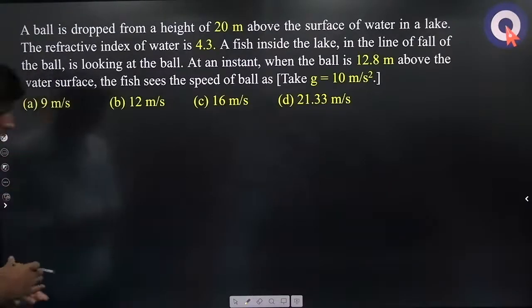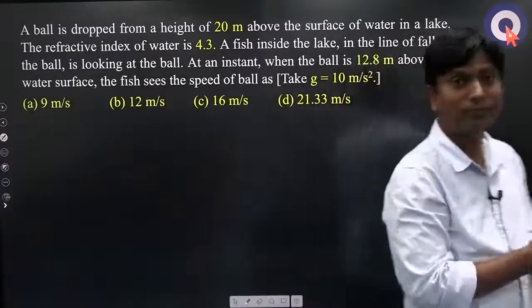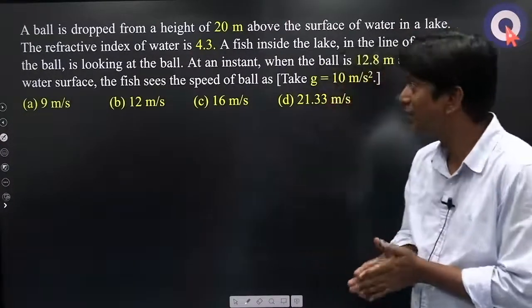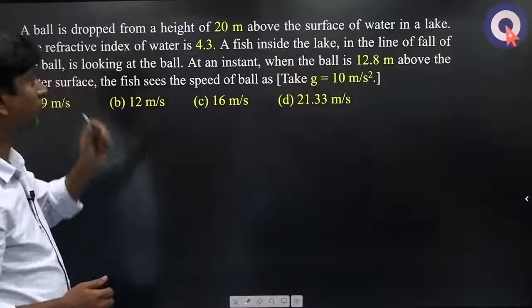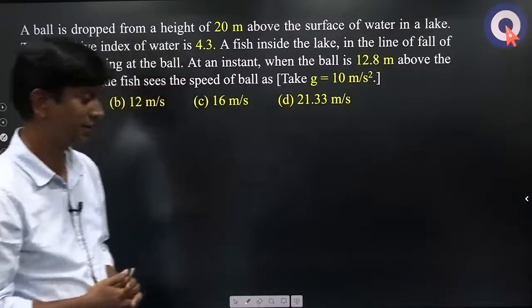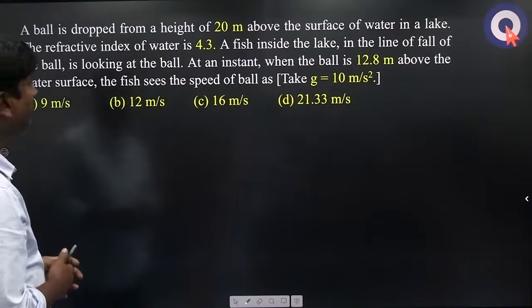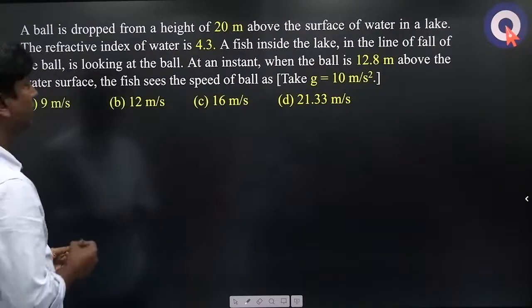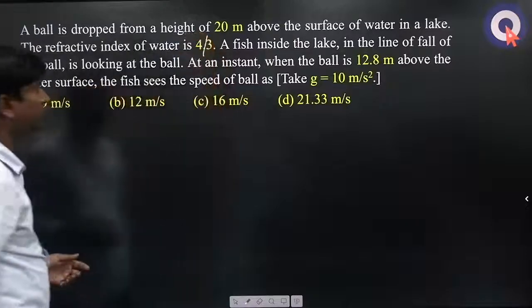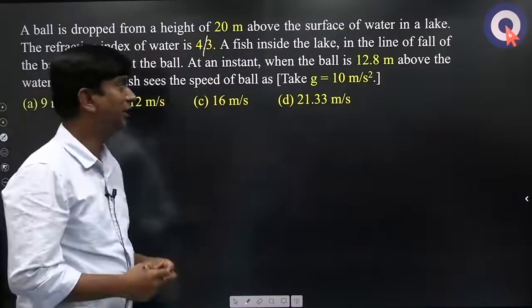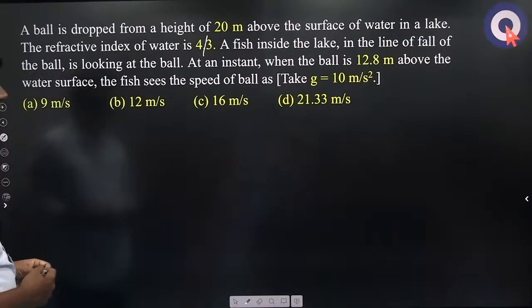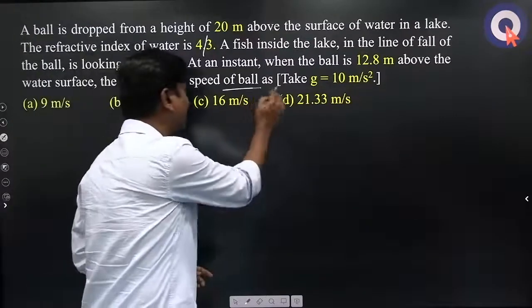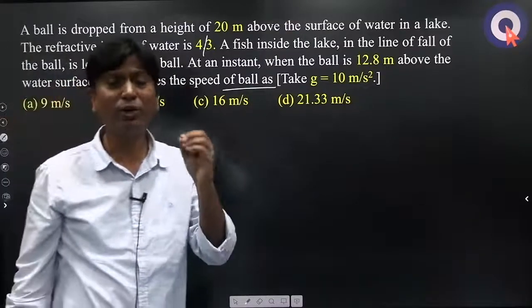So this ball is dropped from a height of 20 meters above the surface of water in a lake, and the refractive index of water is 4/3. A fish inside the lake in the line of fall of the ball is looking at the ball, and at an instant when the ball is 12.8 meters above the water surface, the fish sees the speed of the ball as... According to the fish, what will be the speed of the ball?